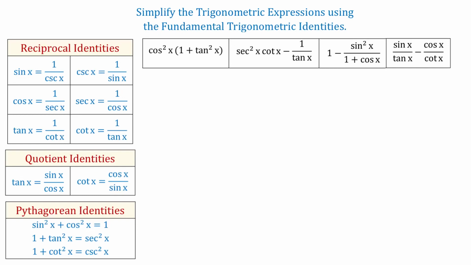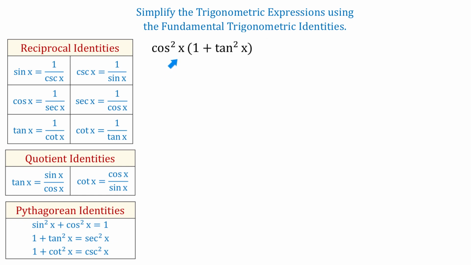Hello, in this video we will simplify 4 trigonometric expressions, and for this we will use the fundamental trigonometric identities we have here to the left. When we simplify trigonometric expressions, we want to condense them and make them as small and simple as possible. Now let's start with the first expression.